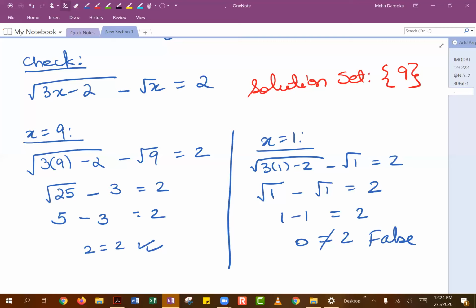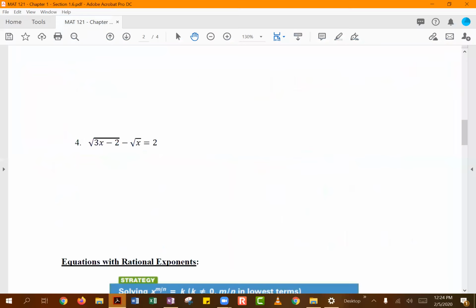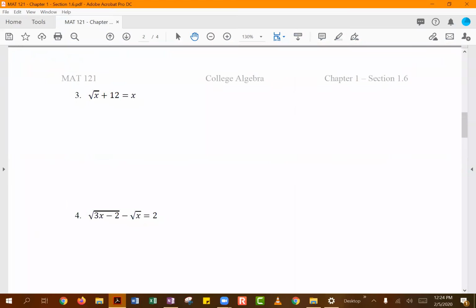And these are the only problems where checking is absolutely necessary, where you have these square roots as part of your original equation, right? Any other question about these examples?